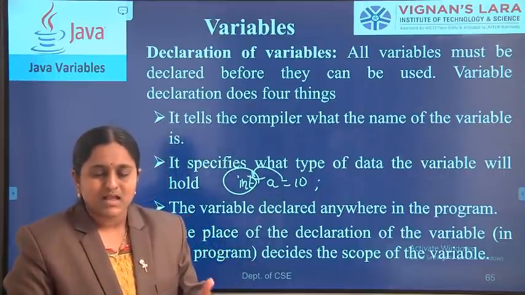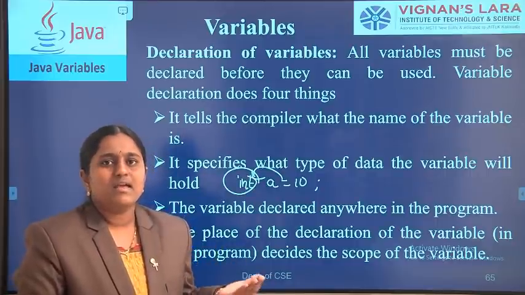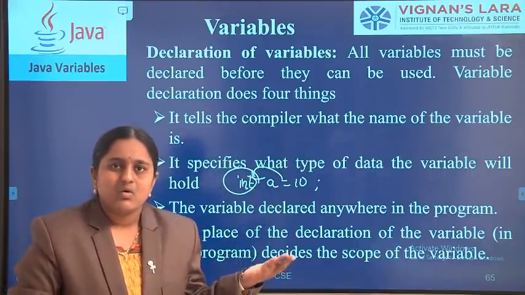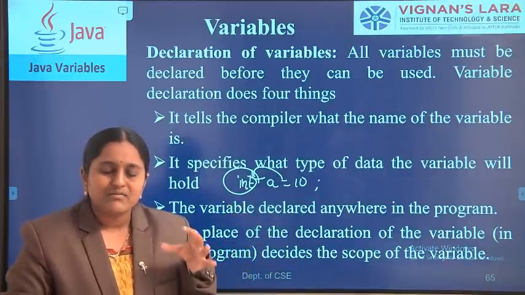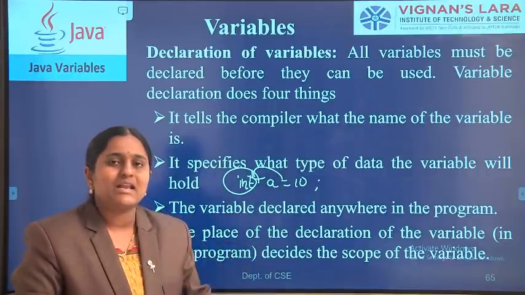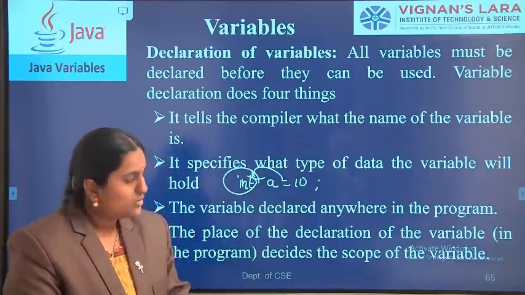For example, in Java, if we define a variable outside the method, it is considered an instance variable. If a variable is defined within the method, the scope where it is declared makes it a local variable. It can be defined anywhere in the program.